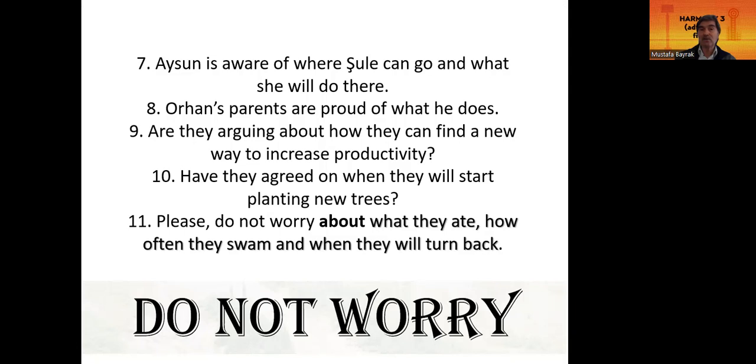Yes, do you see that the question is in the main clause? Have they agreed? Have they agreed on when, here is connected, when they will start planting new trees?